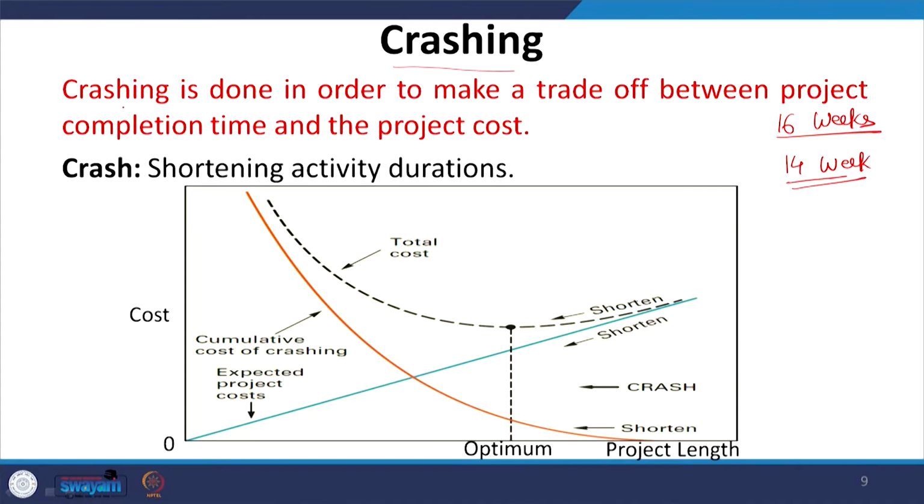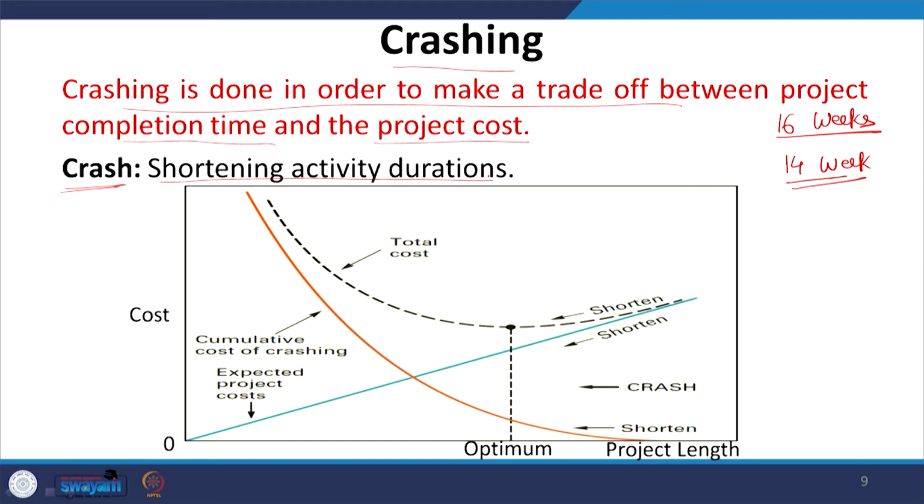So, that is known as crashing, where you will use more resources to complete your project within less amount of time. Which particular activity you should crash, that is an important issue, and let us see how we are going to handle that particular point. Now, crashing is done in order to make a trade off between project completion time and the project cost. The meaning of crashing is to reduce the activity duration time.